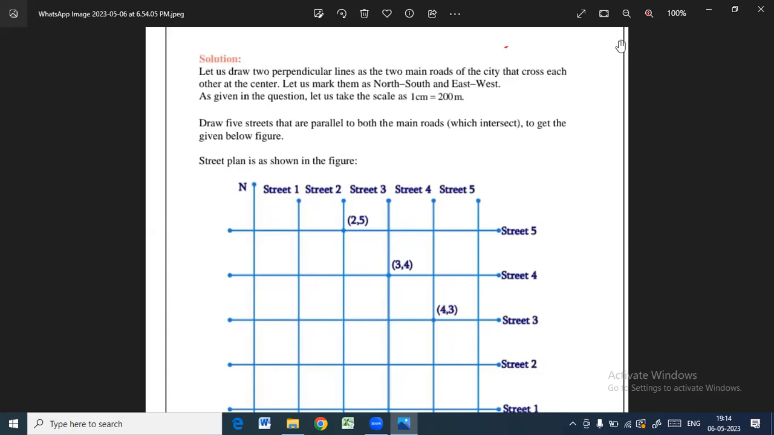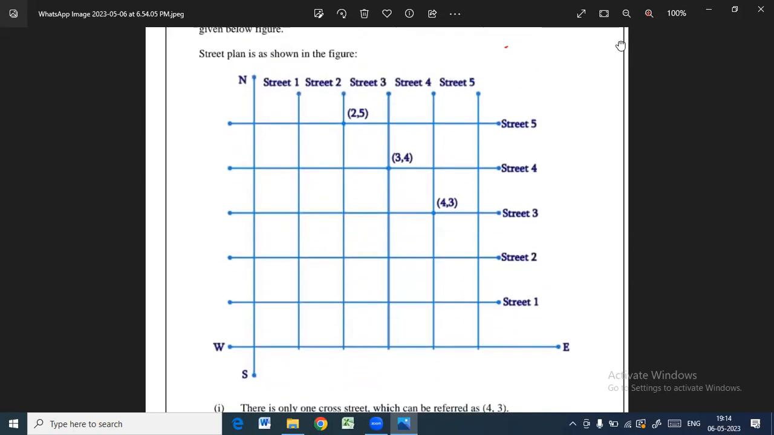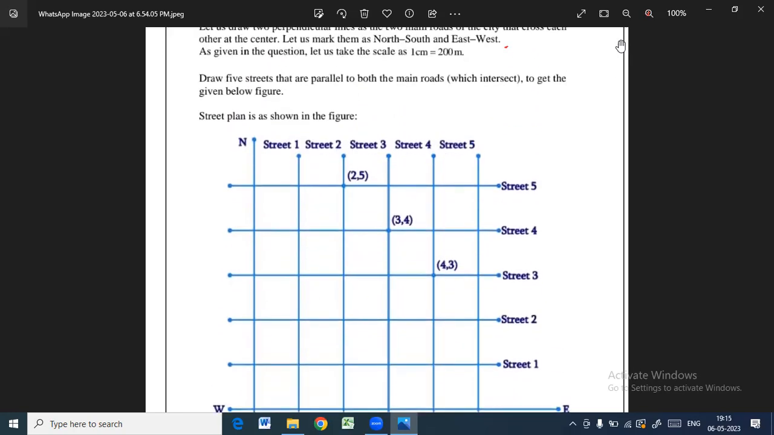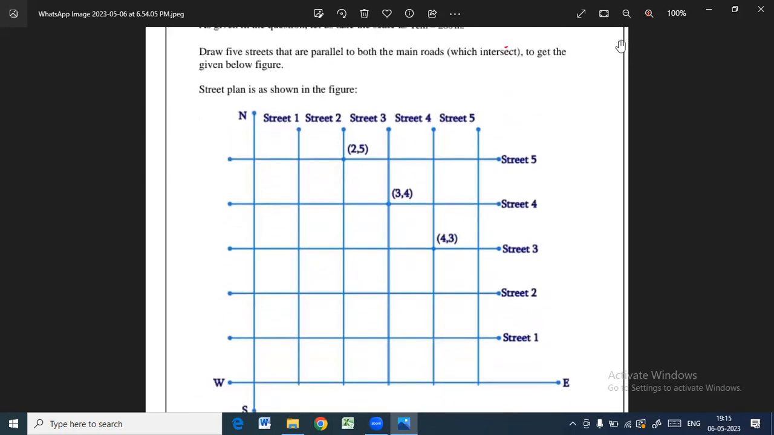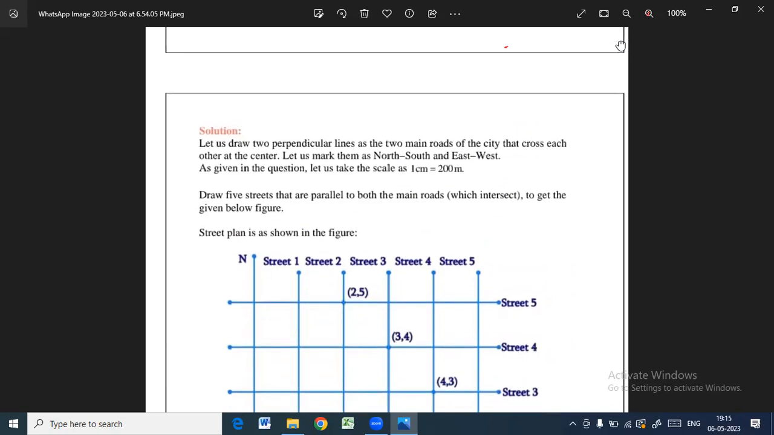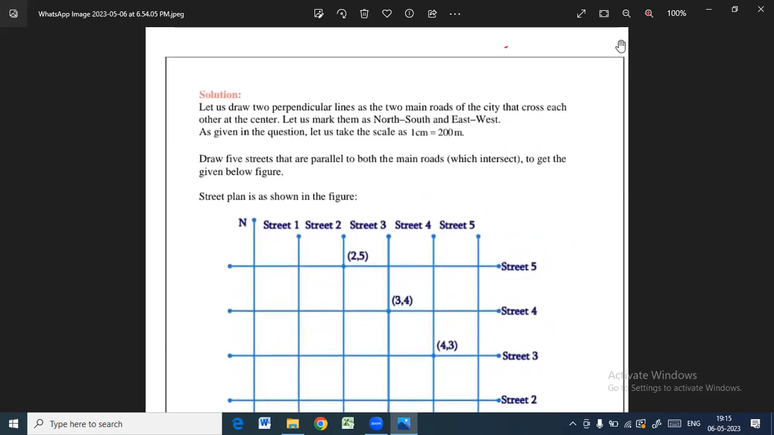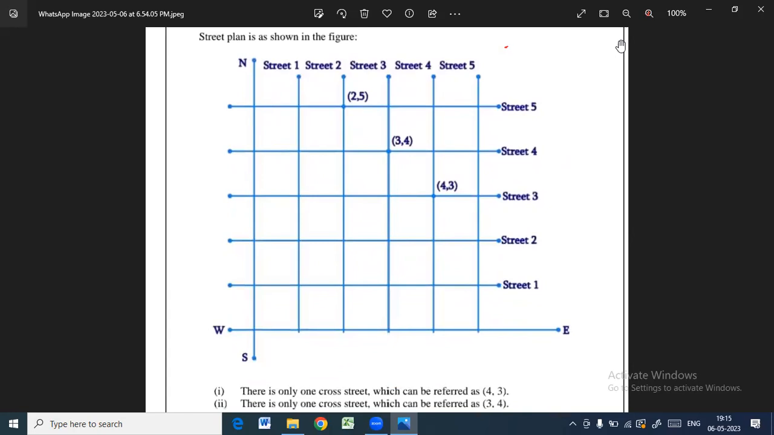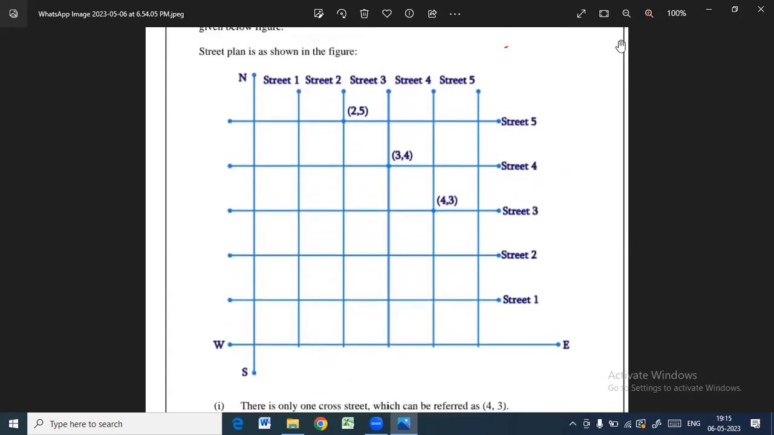A city has two crossroads. This is a road, this is a road ma. This is street one. Please observe the crossroads. These two roads are in the north-south direction and east-west direction.